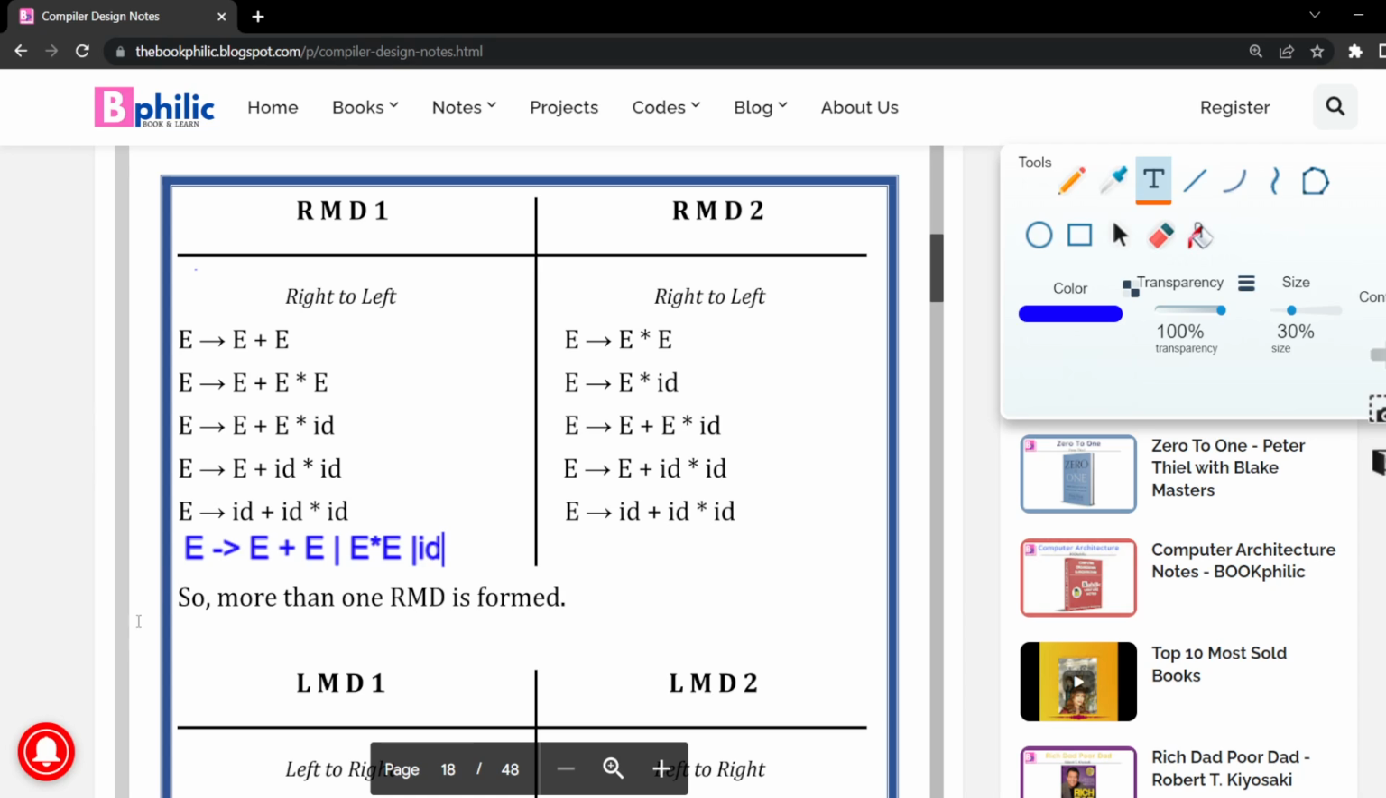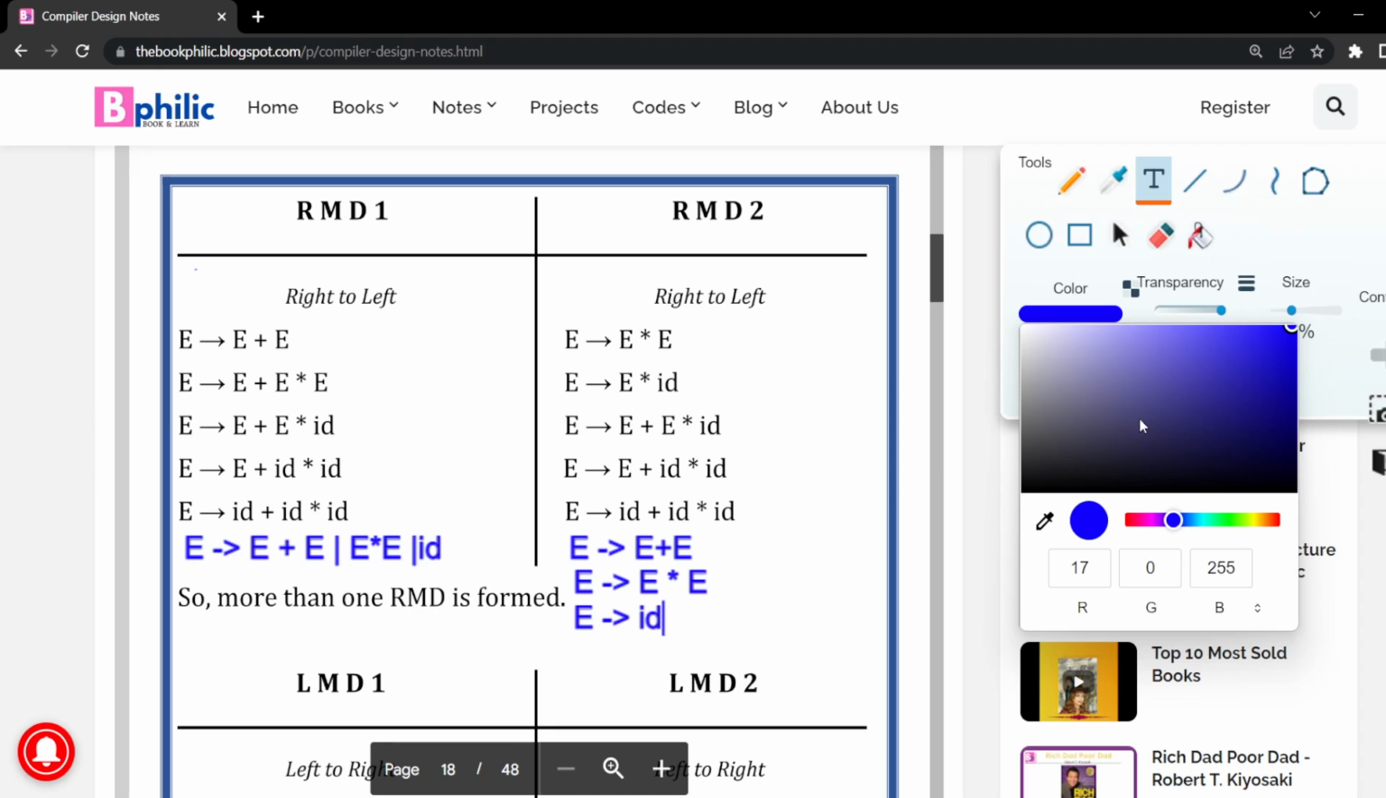In this case we can write the same production rule in this way. Let me write again. Capital E derives capital E plus capital E, and in the next line we write capital E derives capital E star capital E, and in the next line we write capital E derives ID. So these can be written from the given production rule of grammar.